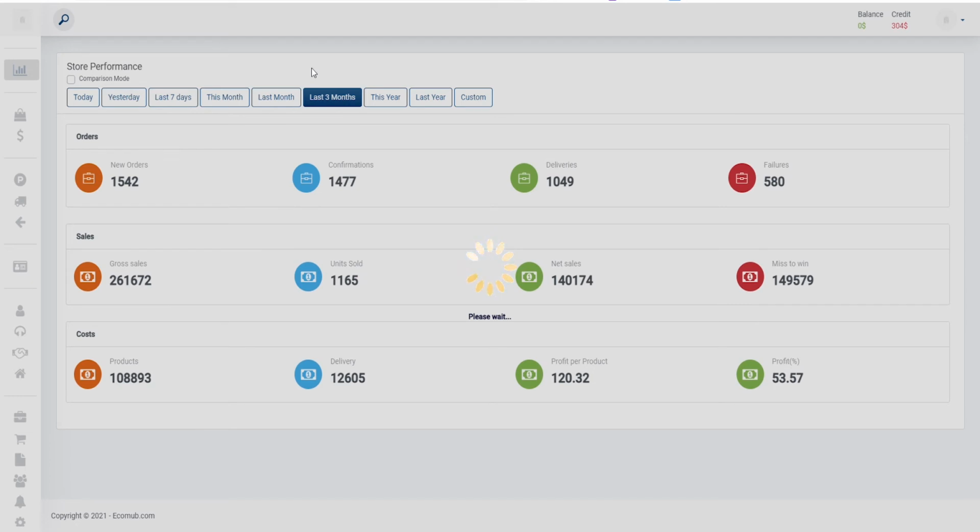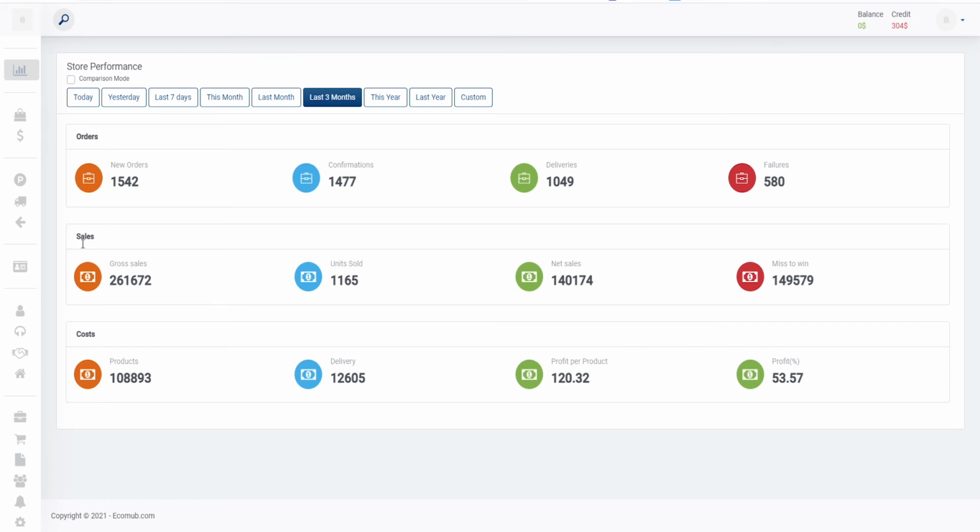When you click on a time frame, it will load and you will get the numbers you did in this period. Here you get the number of new orders you get. Here you get the number of confirmations you did out of these new orders. Here you get the number of deliveries you got out of these orders, and here you get the failures, so the orders that fell out of these orders.